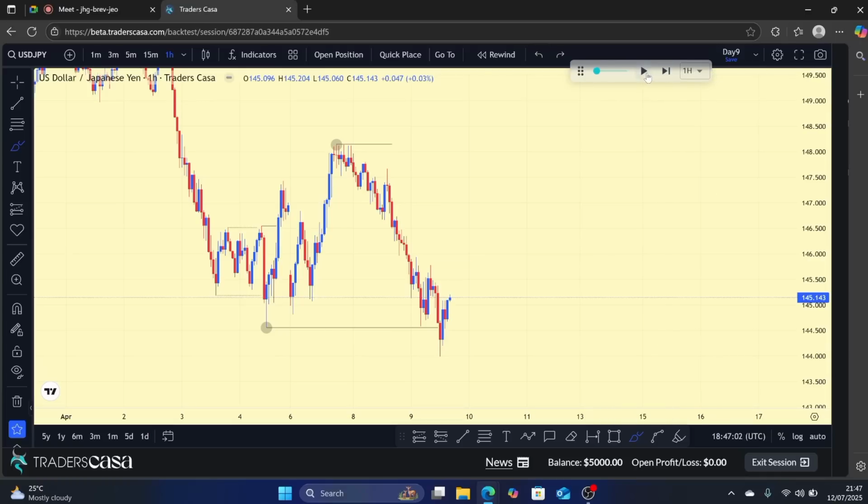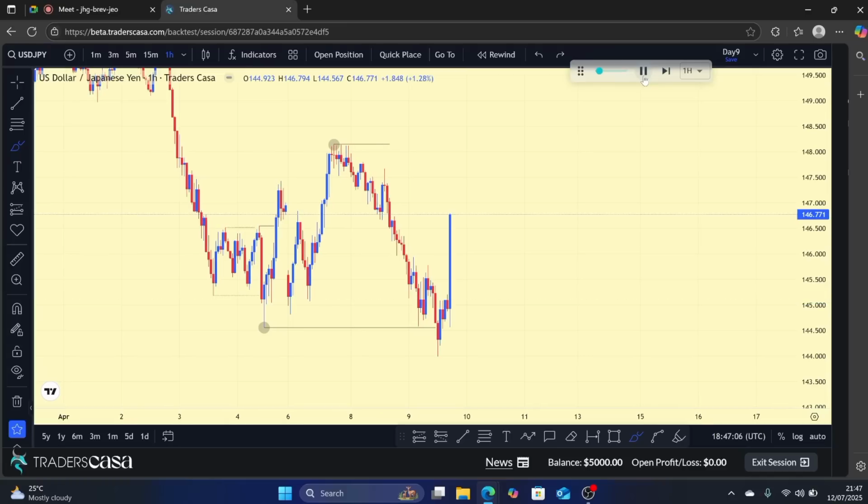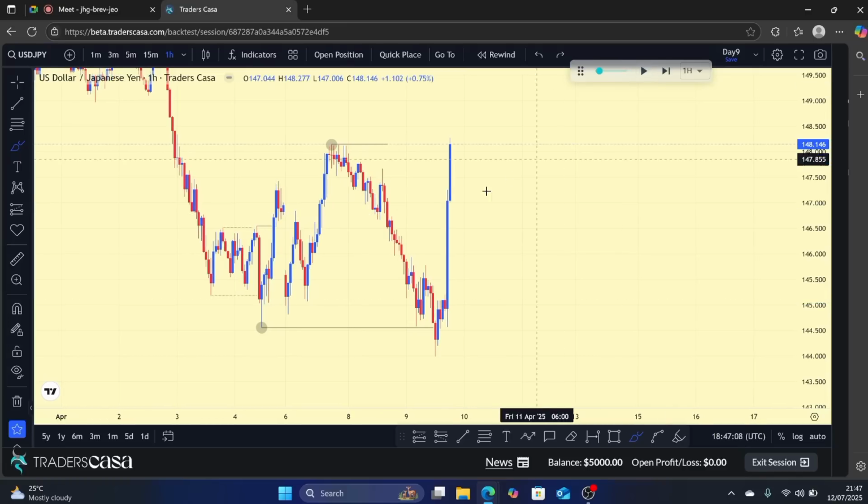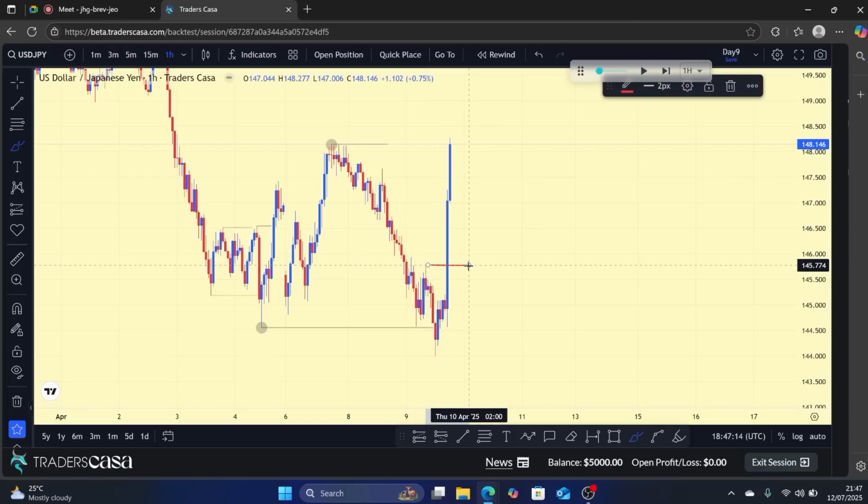Anyway, let me run price and see. You can see price did this. This is something that I wanted to say. That's a minor inducement, and if you do remember, I said that if a trading range involves a minor inducement, obviously the external liquidity will be the major inducement.